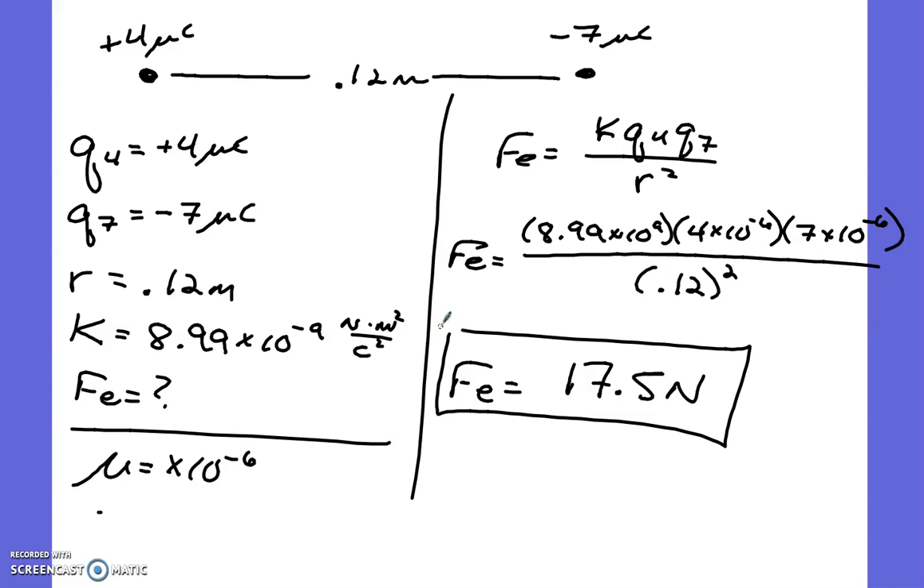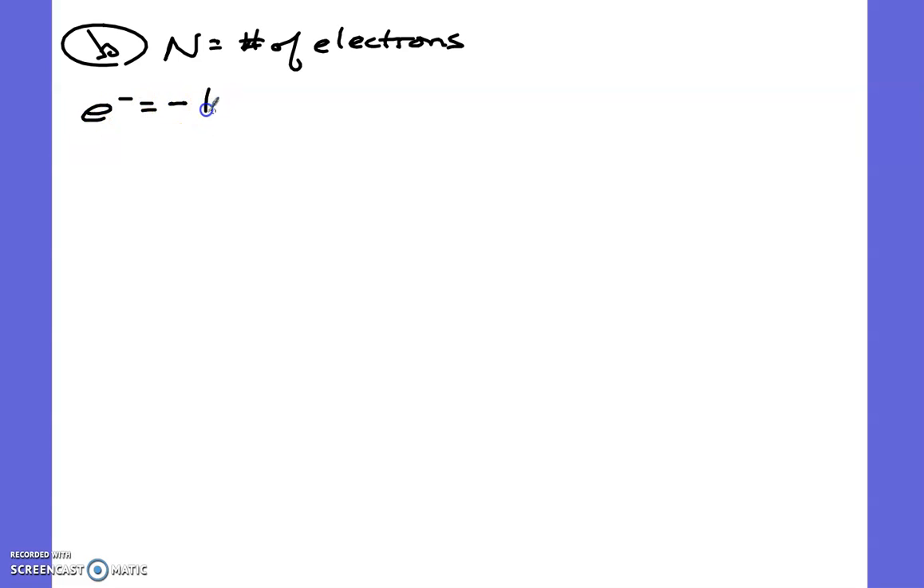In part B, we're asked to find the excess number of electrons on the negative object. That's the negative 7 microcoulomb charge. So in part B, we're trying to find N, the number of electrons. Now remember, a single electron has a charge of negative 1.6 times 10 to the negative 19th coulombs.